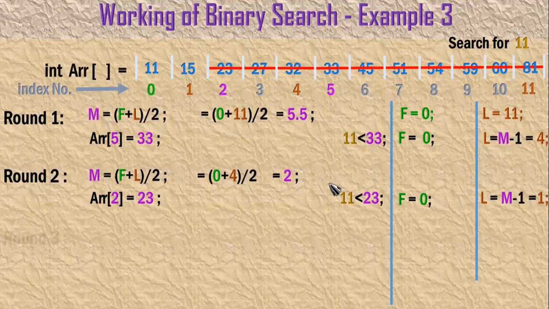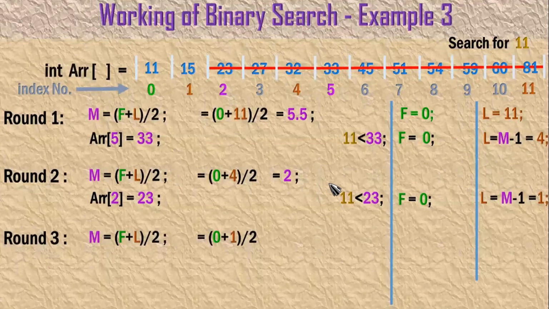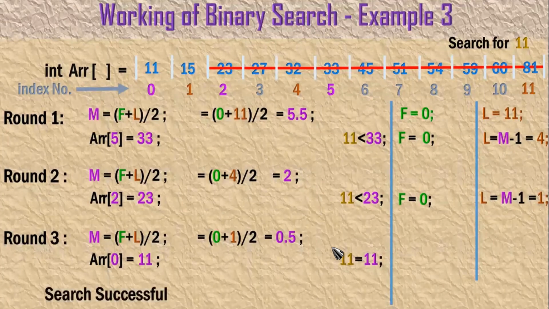So that becomes 1. So at round 3, (0 + 1) divided by 2, it will be 0.5. So we take only 0. At 0, 11 is available, which is equal to the element which we are searching for. So the search becomes successful. I will give you the last example where the search element is not available.